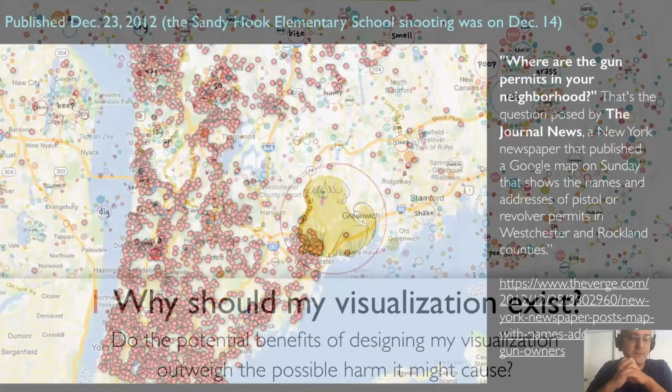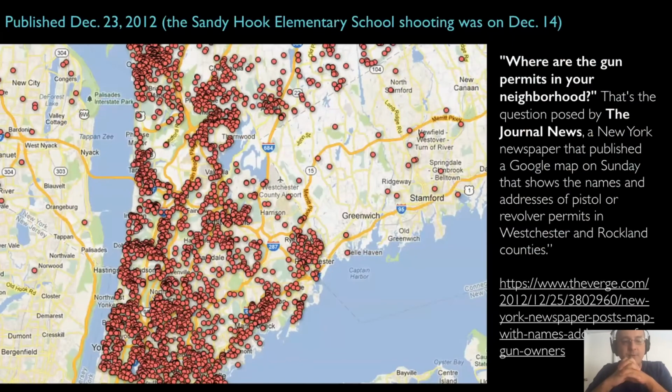This graphic was published by a newspaper called the Journal News in upstate New York after there was a terrible mass shooting in an elementary school in the United States called Sandy Hook. This happened in 2012. A few weeks later, this newspaper published this map, which is not available online anymore, but there are plenty of screenshots because it was very controversial.